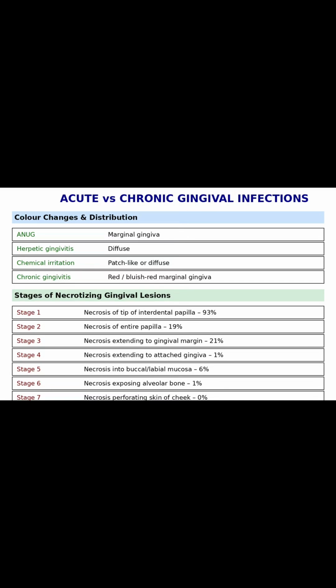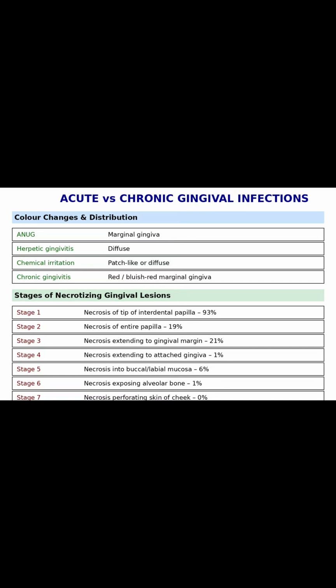So this slide highlights two important aspects. Number one is color changes and distribution in various gingival infections. Number two is stages of necrotizing gingival lesions. So first we will discuss color changes and distribution.